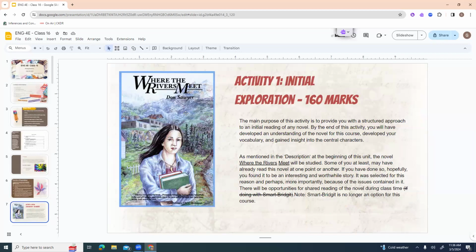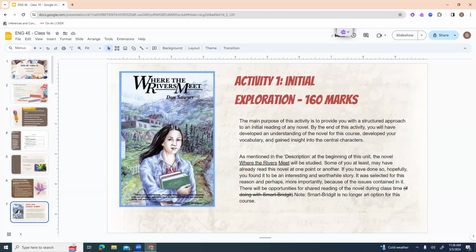The main purpose of this activity is to provide you with a structured approach to an initial reading of any novel. By the end of this activity, you will have developed an understanding of the novel for this course, developed your vocabulary, and gained insight into the central characters. As mentioned in the description at the beginning of this unit, the novel Where the Rivers Meet will be studied. Some of you at least may have already read this novel at one point or another. If you have done so, hopefully you found it to be an interesting and worthwhile story.